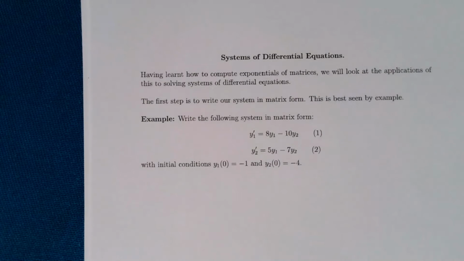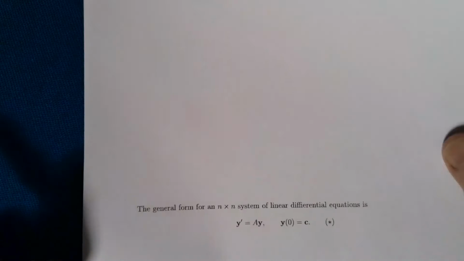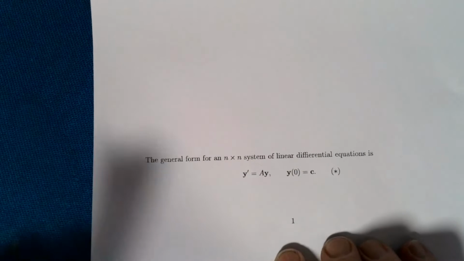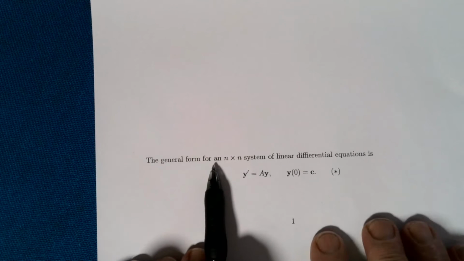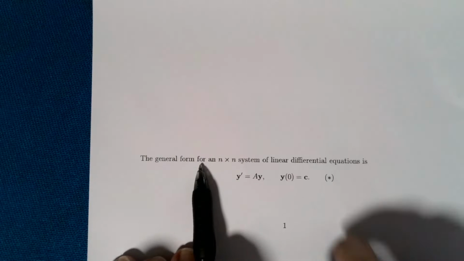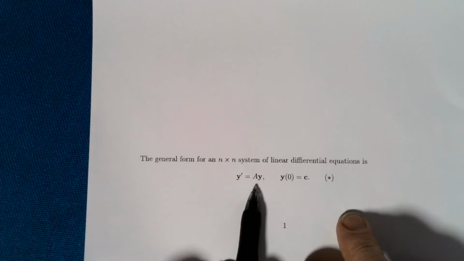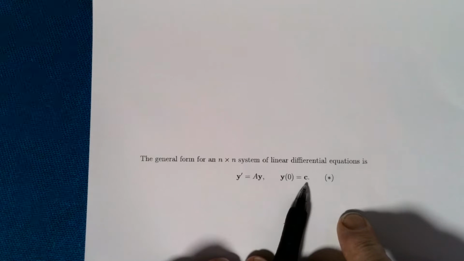Now, of course, this obviously is going to generalize. So the general form for an n by n system of linear differential equations with constant coefficients is going to be in this form: y dashed is Ay, where A is a matrix, and y of 0 is going to be some vector c, some initial condition c.